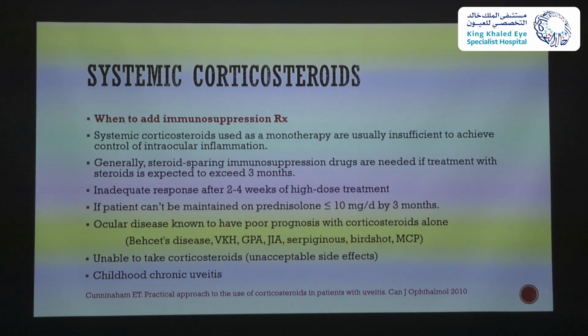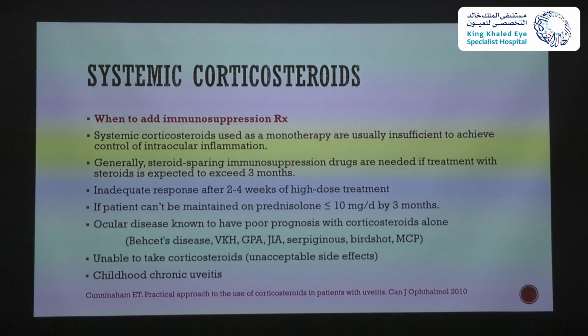Now, immunosuppression: when to add immunosuppression? Actually, as the Prof just mentioned, systemic corticosteroids used as monotherapy are usually insufficient to achieve control of intraocular inflammation at the therapeutic or threshold dose. So generally, steroid-sparing immunosuppressive drugs are needed if the treatment with steroid is expected to exceed 3 months.